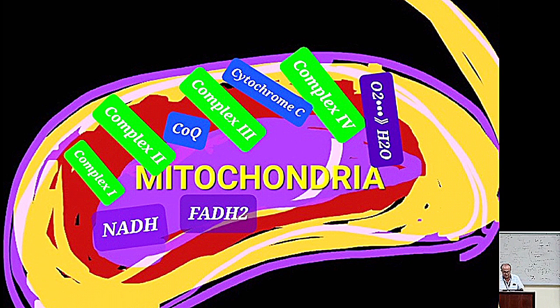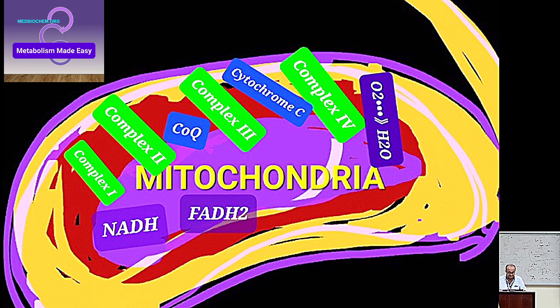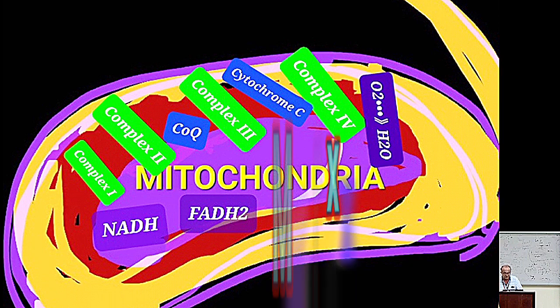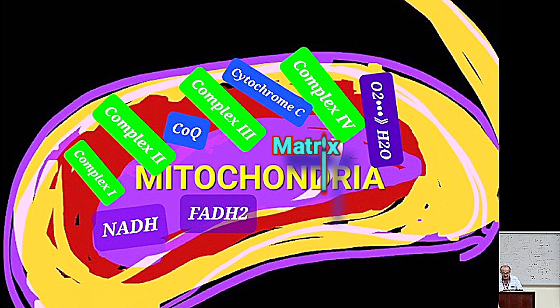The second important thing you want to know is that you want to understand the flow of electrons. First, you want to know where these electrons are coming from. Think of this blue part underneath as the matrix. You can write matrix if you want there. You can also write in that matrix NADH and FADH2.